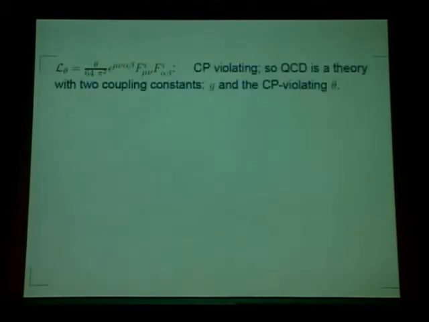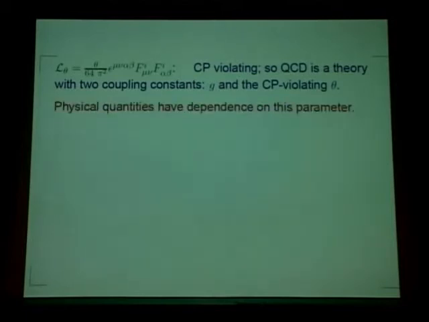Notice this is the total divergence term we had introduced, epsilon times F F-dual. And because of the presence of this epsilon, this is really a CP violating term. So QCD in fact is a theory of two coupling constants, the standard gauge coupling constant and a CP violating coupling constant theta. And physical quantities do depend on this parameter.